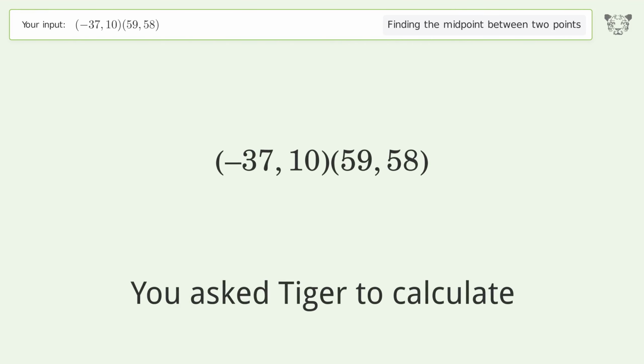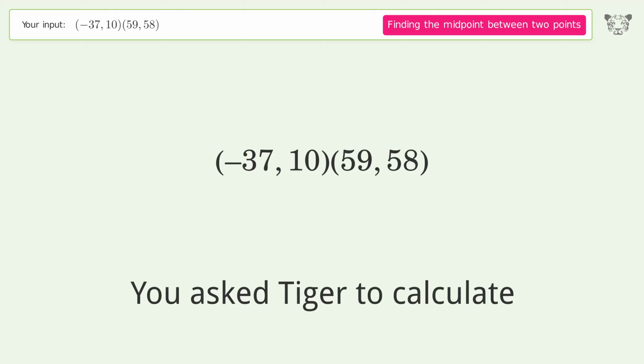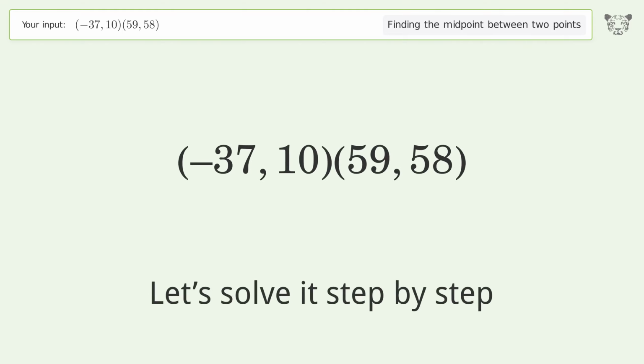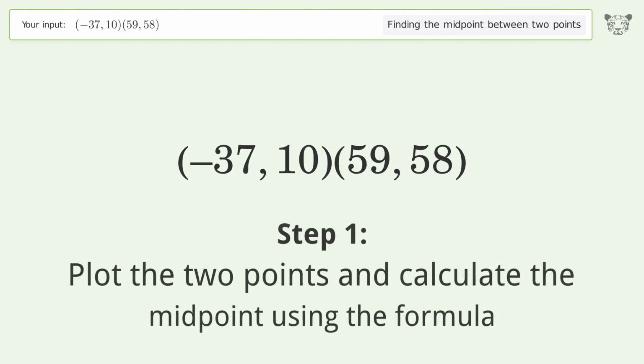You ask Tiger to calculate. This deals with finding the midpoint between 2 points. The midpoint between the 2 points is 11,34. Let's solve it step by step. Plot the 2 points and calculate the midpoint using the formula.